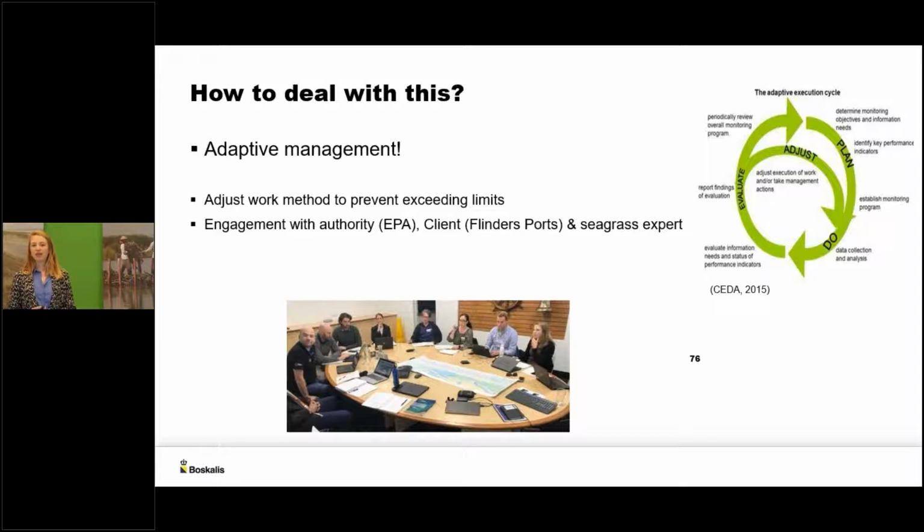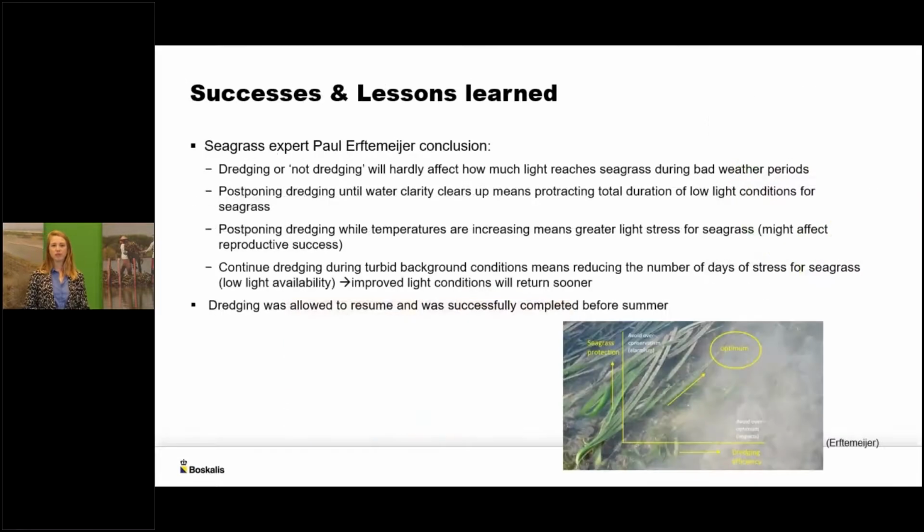In the end, as I said, we did reach sometimes the hold levels. And for this, we also consulted with a seagrass expert, Paul Erftemeyer, to understand if the continuation of the dredging would have an adverse impact to the seagrass meadows, especially during those stormy periods.